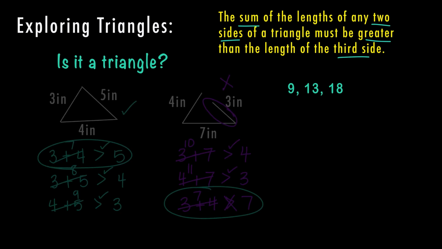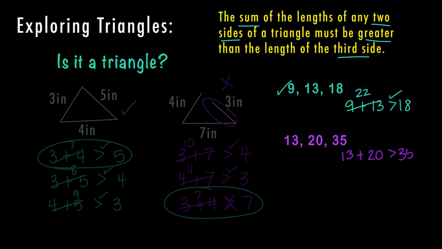So we're going to start here by adding 9 plus 13 to determine, is that greater than 18? 9 plus 13 is 22. 22 is greater than 18, so this is a triangle. Then we have 13, 20, and 35. I'm going to take the two smaller sides. 13 plus 20, is that greater than 35? Well, 13 plus 20 is 33, which is not greater than 35, so this one would not be a triangle.